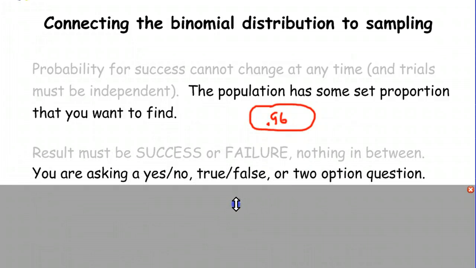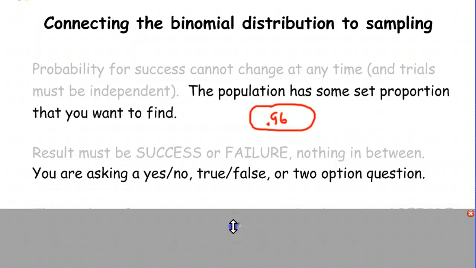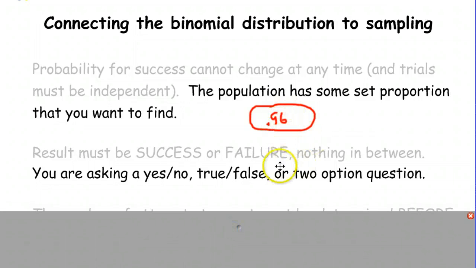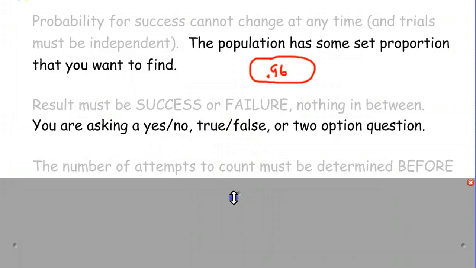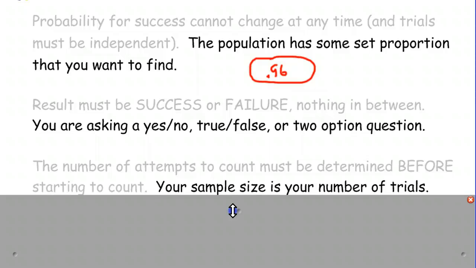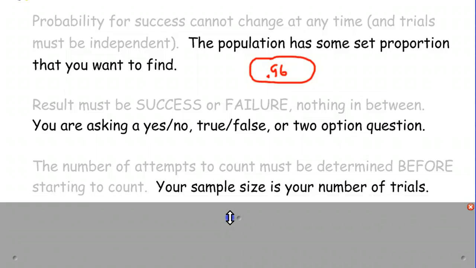The success or failure with nothing in between, we're asking some sort of yes/no question. Do you like ice cream or do you not? There's only 2 options, so we do have success or failure. And in this case, I might say success is someone who likes ice cream. That's what I'm looking for, how many people do like ice cream. And then the last thing is the number of attempts to count has to be determined ahead of time. In that case, that would be your sample size. So I'm going to sample 10 people from the population.